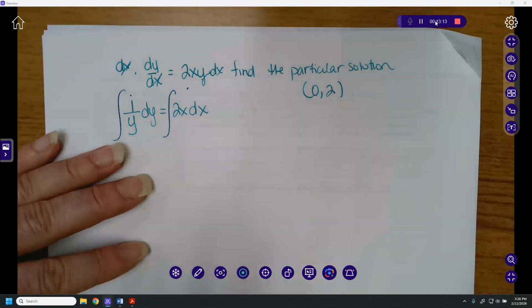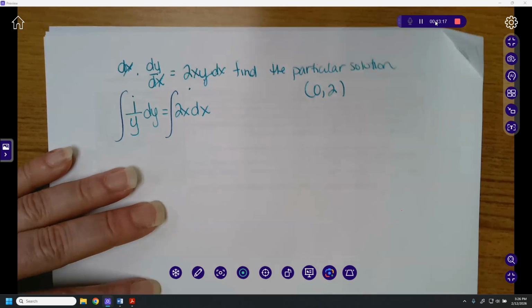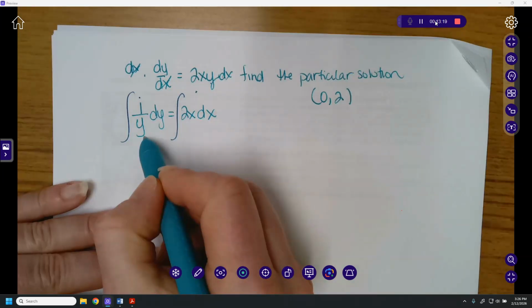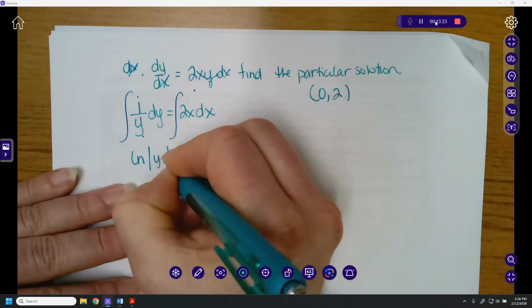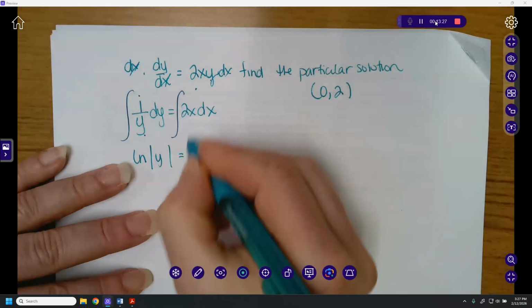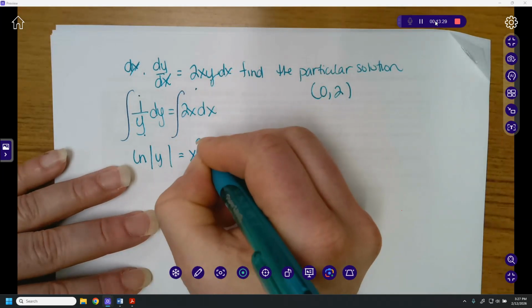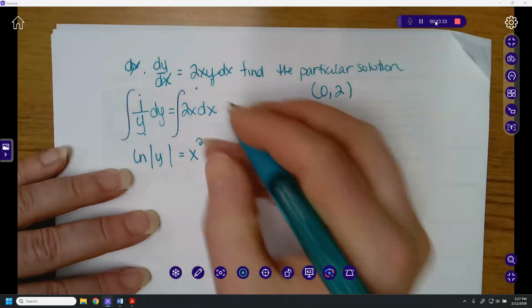So the only difference this time was that the x stayed here with the dx. The antiderivative of 1 over y is once again natural log of the absolute value of y. The antiderivative of 2x is x squared. We have a constant and a constant. I'm going to choose to put my constant over here.